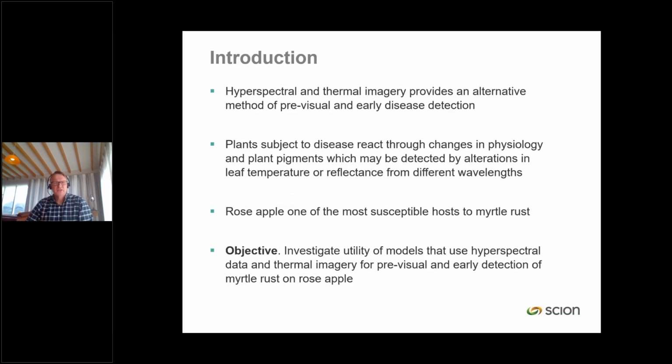Hyperspectral and thermal imagery provides an alternative method of pre-visual and early disease detection. And these methods work because plants subject to disease react through changes in physiology and changes in plant pigments, which may be detected through alterations in leaf temperature or reflectance from different wavelengths. As I mentioned earlier, rose apple is one of the most susceptible hosts to myrtle rust. And so the objective of this research was to investigate the utility of models that use hyperspectral data and thermal imagery for pre-visual and early detection of myrtle rust on rose apple.